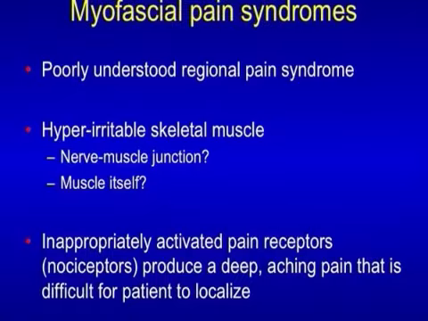Finally, myofascial pain syndromes are very poorly understood. It's thought to be related to hyperirritable skeletal muscle, either at the neuromuscular junction or within the muscle itself. And what we think happens is that the nociceptors, or pain receptors, deep within the muscle are inappropriately activated, and that produces a very deep aching pain that's poorly localized.